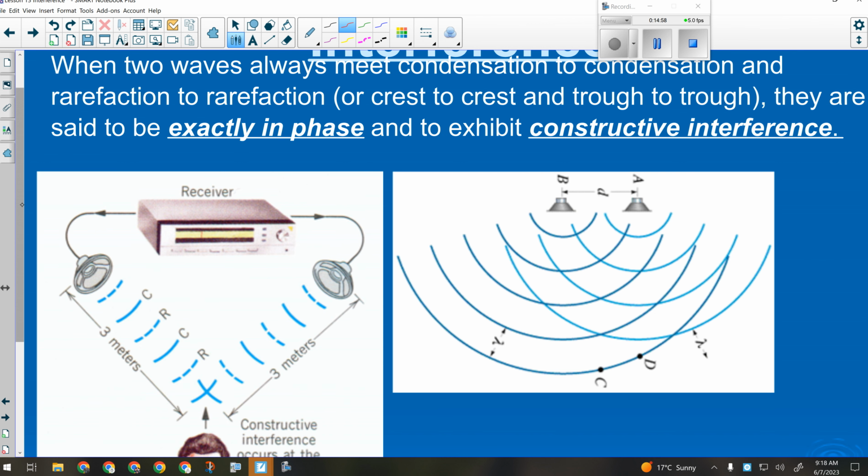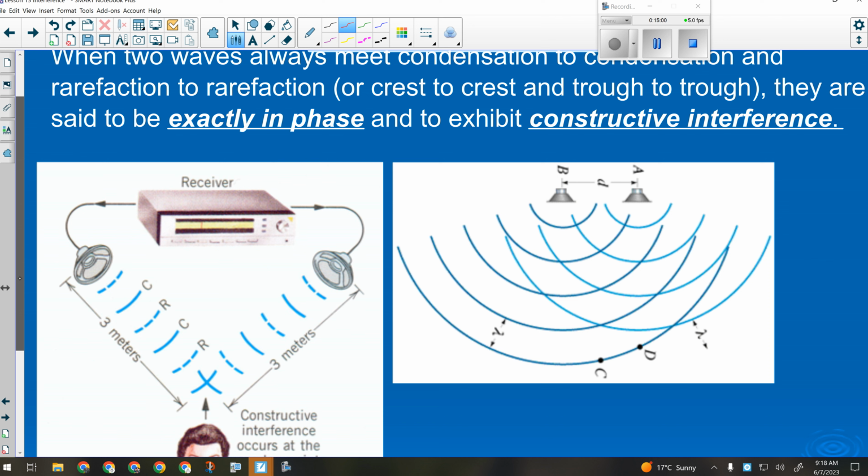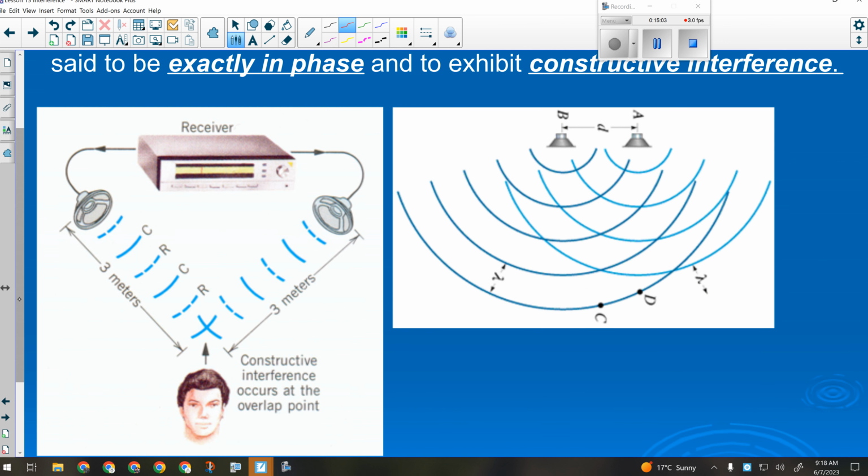Okay, now, if we have this situation here, so I have a receiver and it's emitting a single tone. So it's not music, it's just one tone, all right?